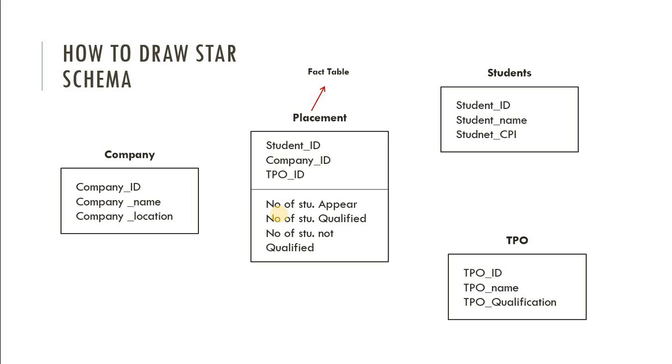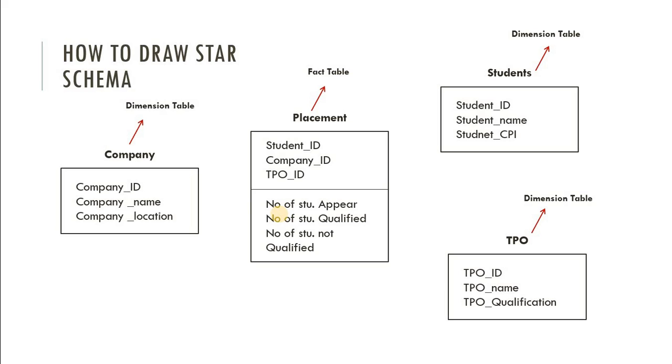And number of students not qualified, for example, 30. So it is also a numeric value. So all the three attributes are measured in numbers. That is why it's called measures. So we can say that fact table contains two things. First is the primary key of all the dimension tables, and second is the measures. So as I said, fact table contains the primary key of dimension tables. So here the company, students, and TPO become the dimension tables.